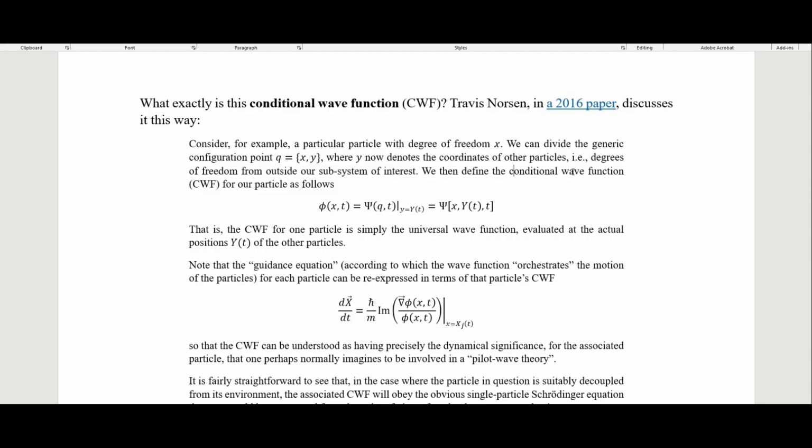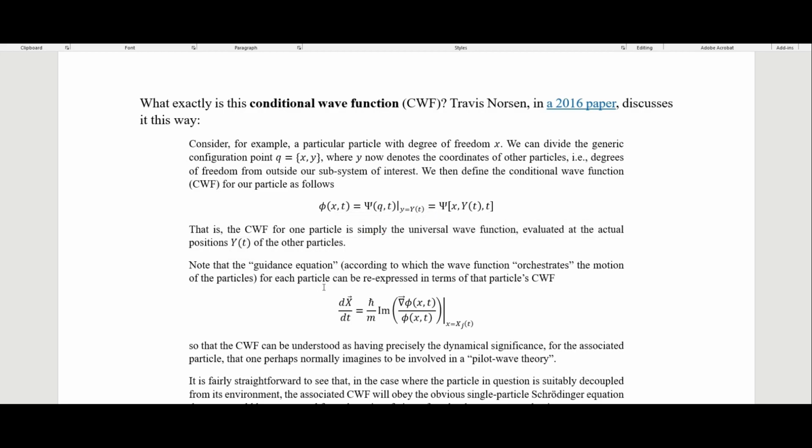So we then define the conditional wave function, or CWF, for a particle as follows. This is the conditional wave function here, and we see that it depends on the position of all the other particles. So we're evaluating it with all the other particles right here, with our y being all the other particles. So the CWF, the conditional wave function for one particle, is simply the universal wave function evaluated at the actual positions of the other particles.